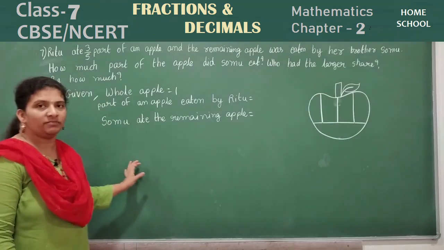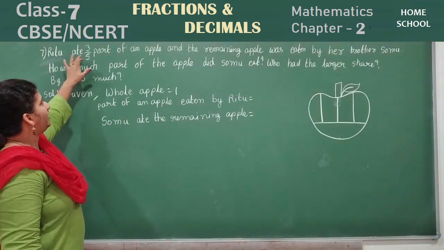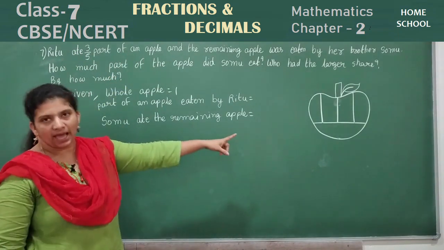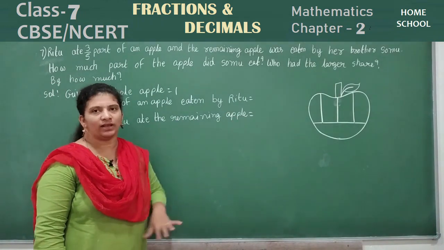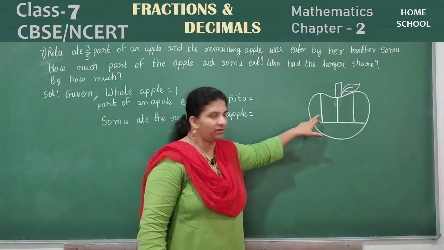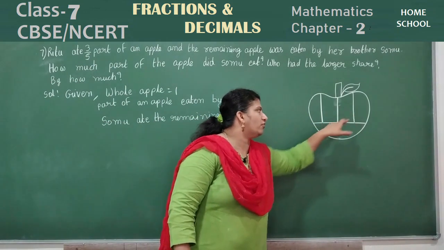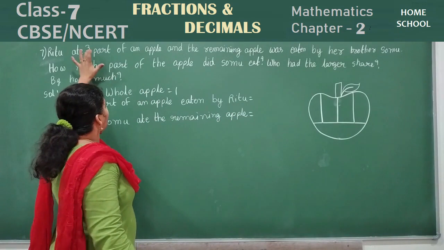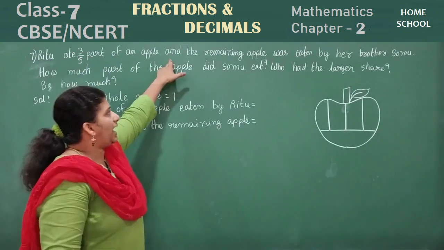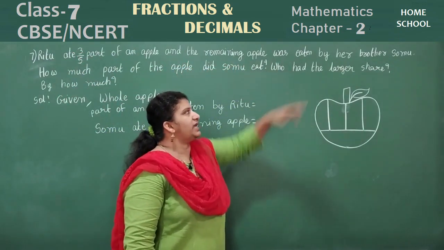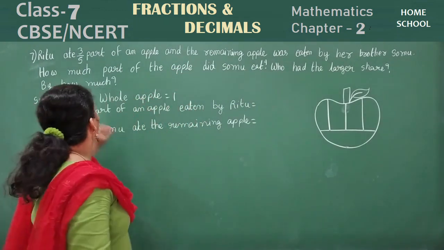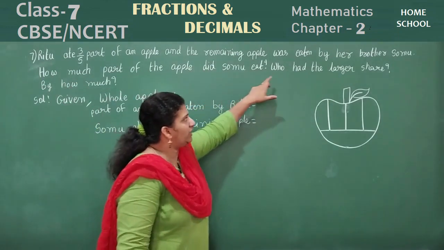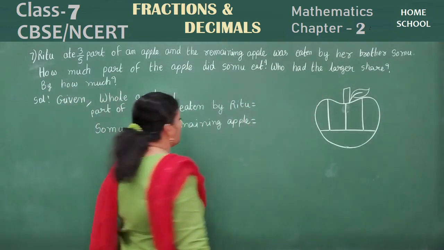See the seventh problem here, children. Ritu ate 3/5 part of an apple. So can you see the apple there? Imagine 5 equal parts there. I have done 5 equal parts. Look here. 1, 2, 3, 4, 5. So imagine all parts are equal. Ritu ate 3/5 part of an apple and the remaining apple was eaten by her brother Somu. How much part of the apple did Somu eat? Who had the larger share, and by how much?